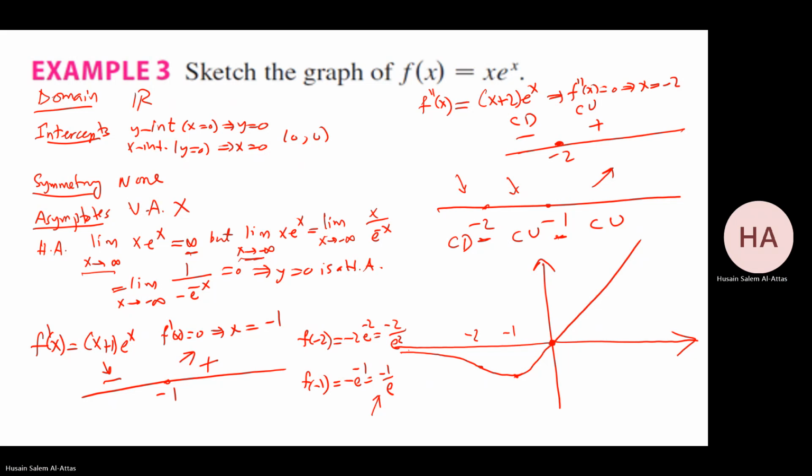Here, we have an absolute minimum at x equal minus 1. No absolute maximum. And the range is what? This point is minus 1 and minus 1 over e. So the range is from minus 1 over e up to infinity. That will be the range.